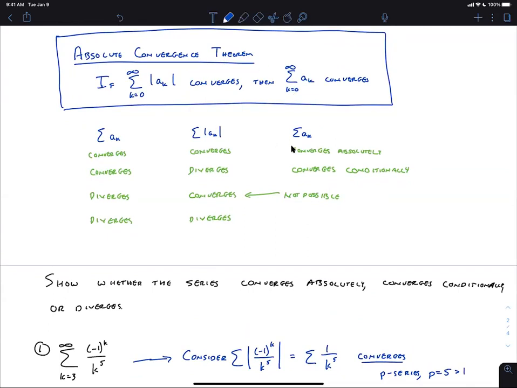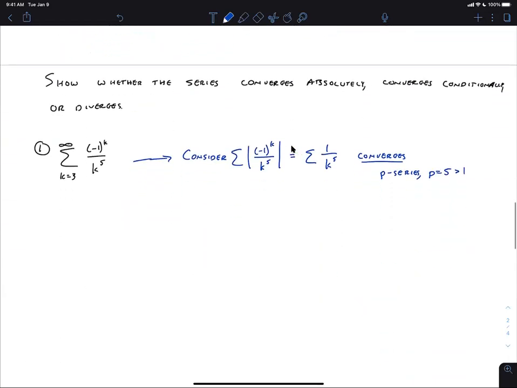The original converges. So we go back over to the original series, the sum of (-1)^k over k to the fifth, that also converges. Does it converge conditionally or absolutely? Absolutely, because its absolute value does. And so it converges absolutely, which is kind of the answer to the question.